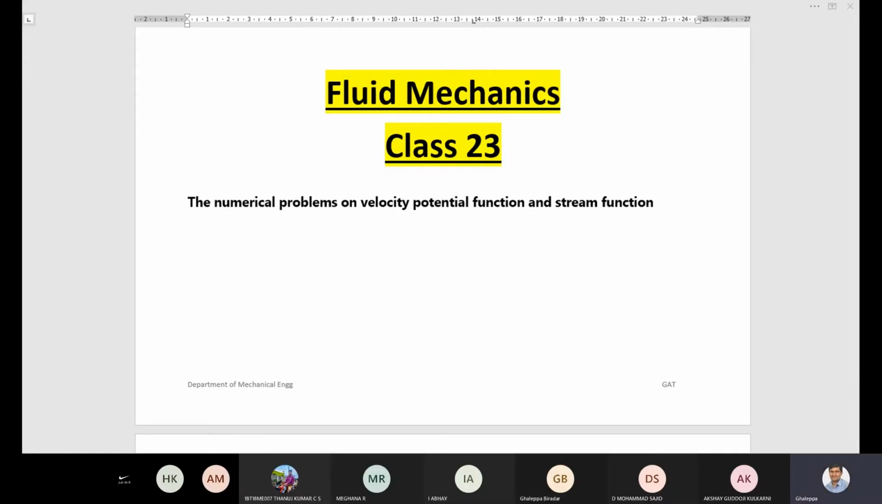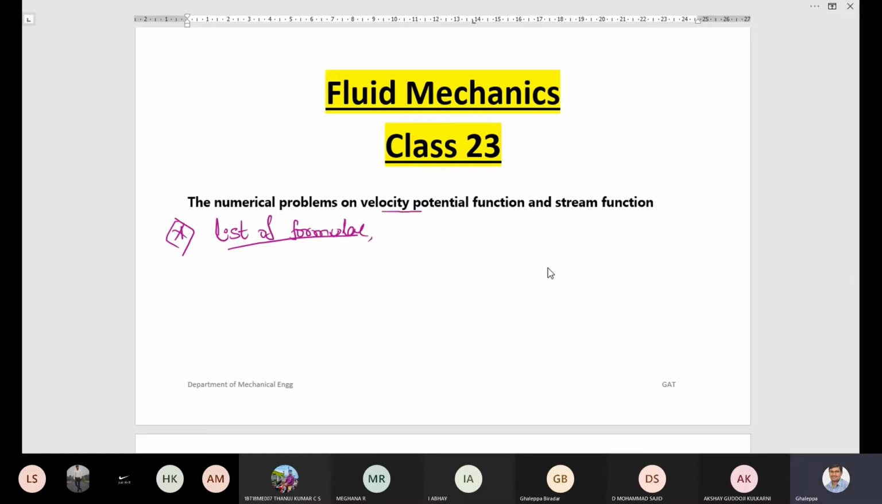So in today's class, we will solve some numericals on velocity potential function and stream functions. Before that, we'll make a list of formulas. It will help for solving the numericals. The first point I will write is a list of formulae, the different formulas for solving numericals.